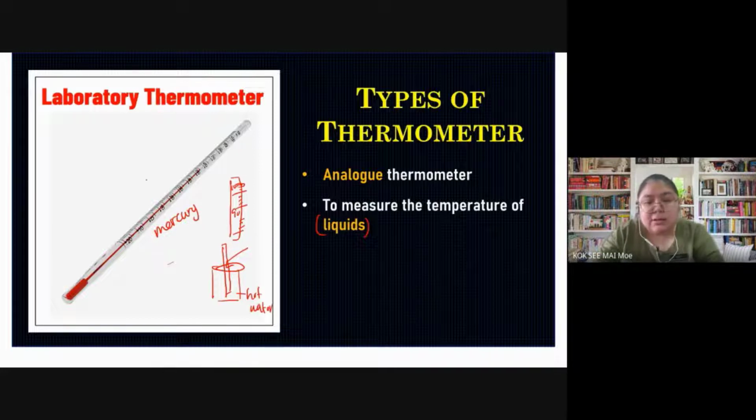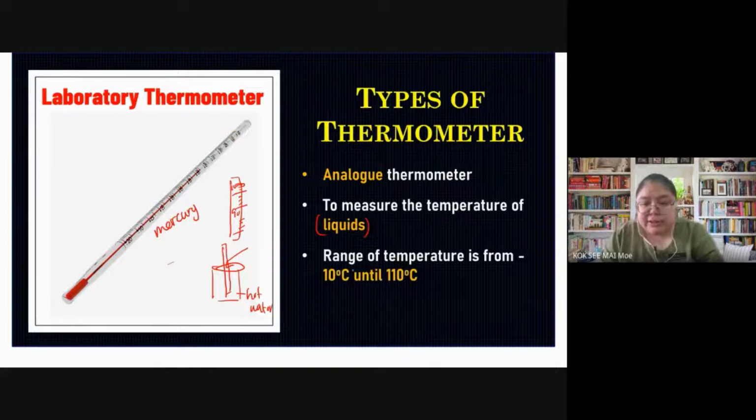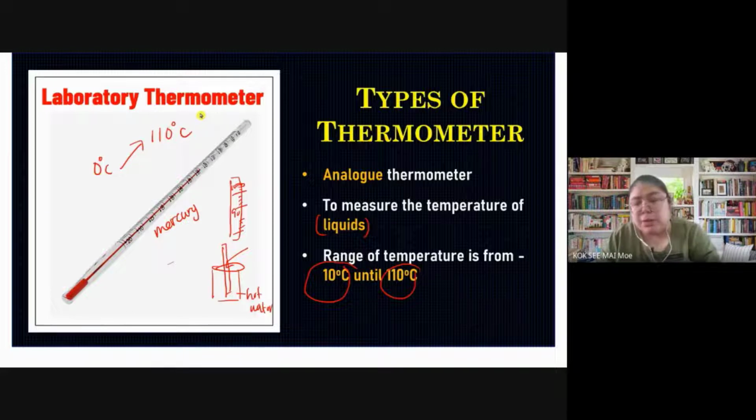The scale is quite bigger because the thermometer is longer. You can see a range of 10 to 110. So the bottom one maybe has 0, sometimes 0 somewhere. 0 until 110 degrees Celsius. So this one has a long stem. This one is the lab thermometer.